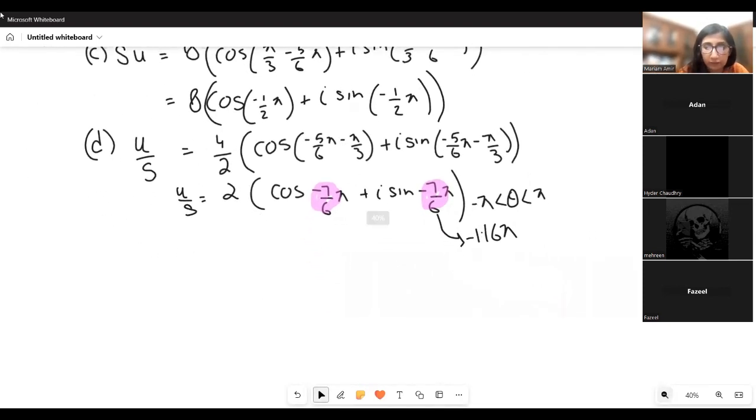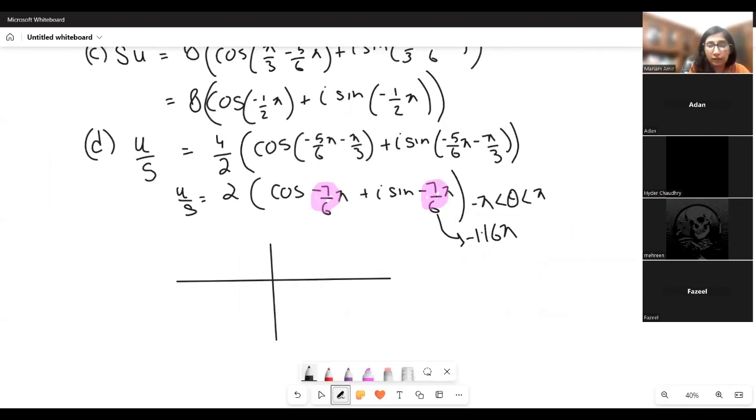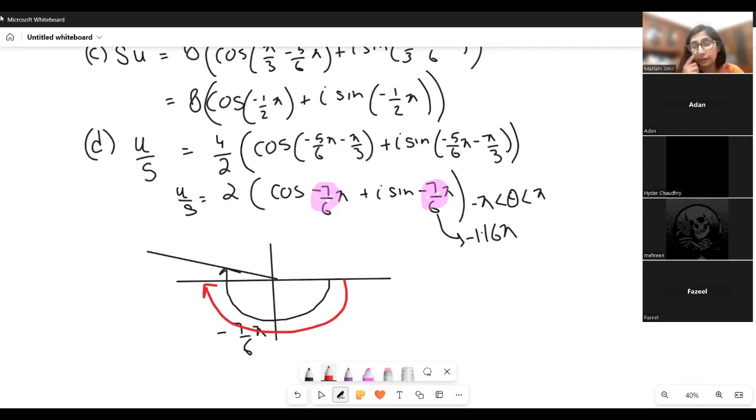Okay, so where is this angle? It's a negative angle. Let me just plot it. So it's a negative angle and it goes beyond minus pi. It's somewhere here. So this is minus 7 over 6 pi, which is not acceptable because the acceptable angle should have been between 0 and minus pi on the negative side. So instead we will consider this angle, because that would be between 0 and pi, which is acceptable.